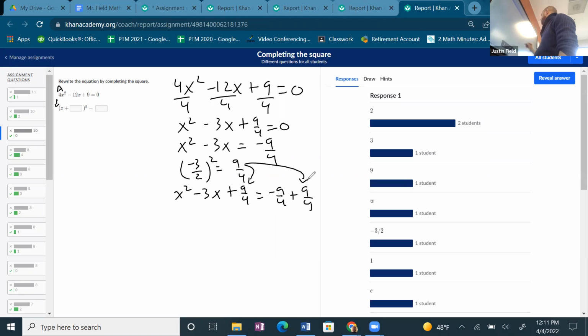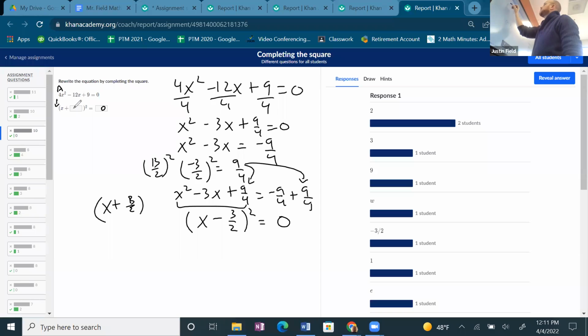Okay? So then, doesn't always happen, this ends up being 0. So now I know we got 0 over there. And then this factors. How does it factor? The shortcut is it factors into x plus whatever b/2 is. So remember this step where we did b/2 squared. What was b/2? It's negative 3/2. So x minus 3/2.